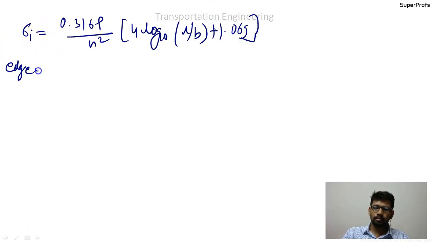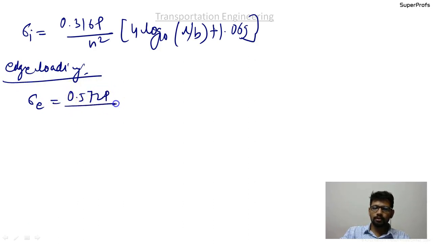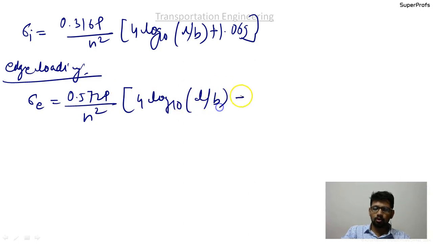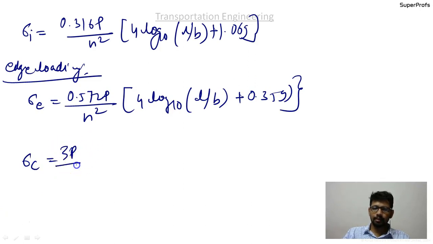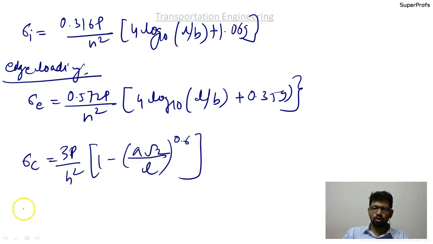For edge loading, the formula is sigma e equal to 0.572 P upon h square into 4 log to the base 10 of L by b, plus 0.359, bracket completed. And sigma c I have just mentioned in the previous slide: 3P upon h square into 1 minus (a root 2 by L) to the power 0.6, and that was modified to 1.2. So these formulas are given by Westergaard for the wheel loads.